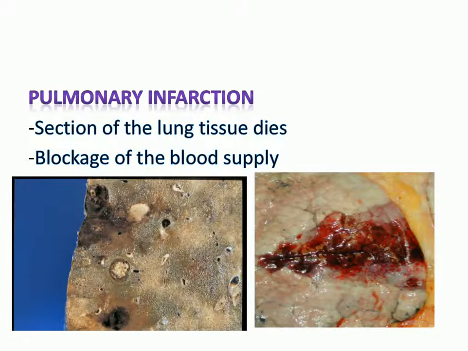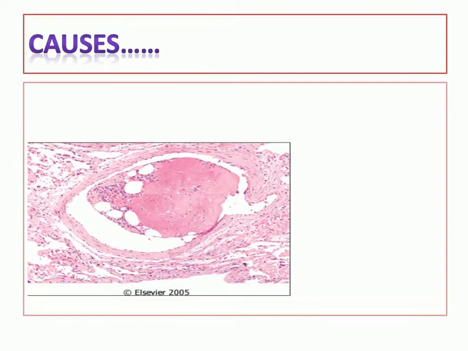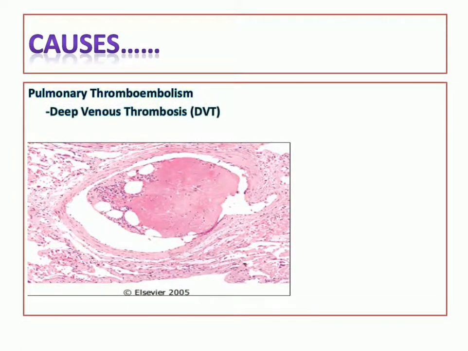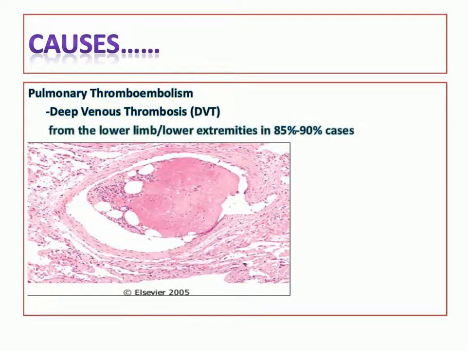Okay, I have talked about what we call pulmonary thromboembolism, and this is the slide that shows the pulmonary thromboembolism. This is an embolus that is lodged in the blood vessels, let's say the pulmonary artery, and then will cause the blockage of blood supply to the lungs, which will then cause the pulmonary infarction.